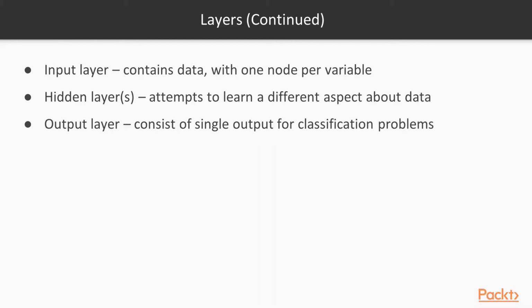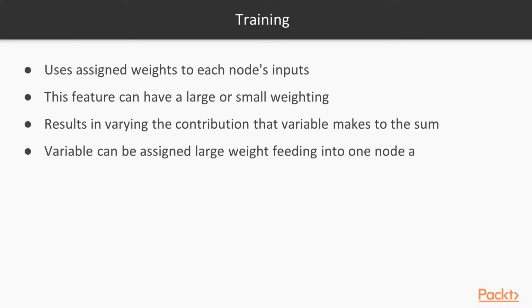We will now look at the layer summary. Input layer contains your data with one node per variable. Hidden layers. Each layer attempts to learn a different aspect about your data by minimizing an error cost function. Output layer. This is the simplest layer, usually consisting of a single output for classification problems. Now we move on to training.